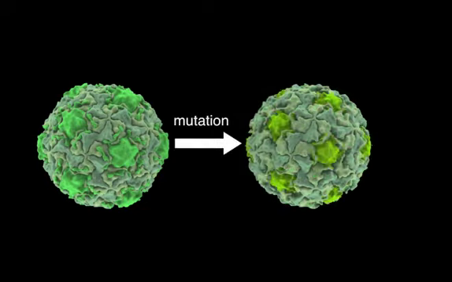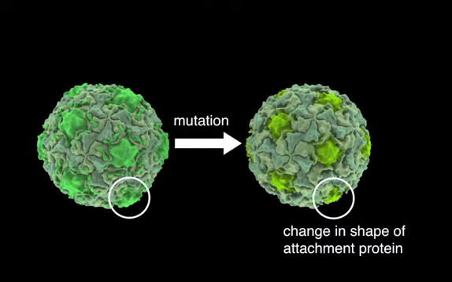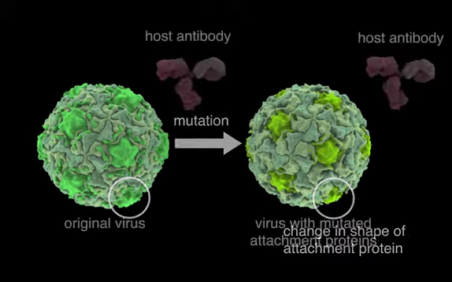It is important to note that mutations in the virus genome can alter the 3D shape of virus attachment proteins. This can lead to changes in host range, which could make humans more susceptible to new strains of viruses.